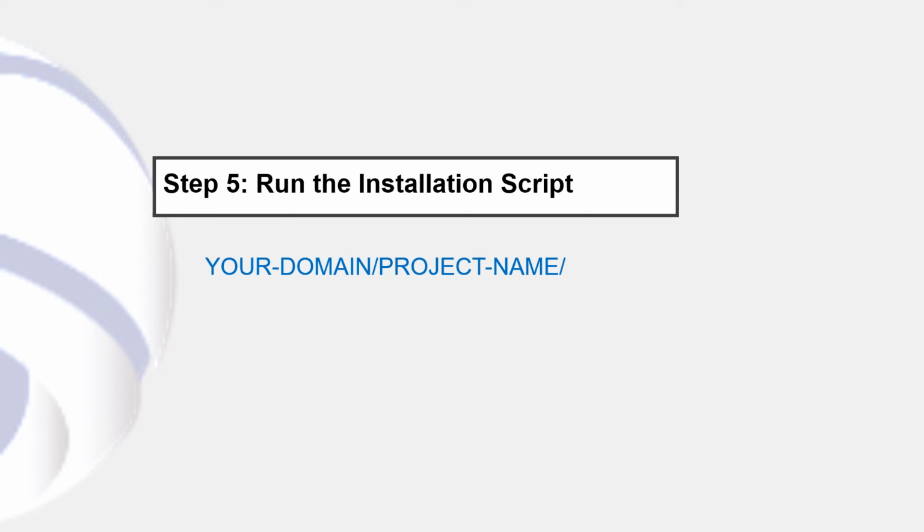Step 5. Run the installation script. Run the installation script by typing the website final URL. If WordPress can't find the wp-config.php file, it will tell you and offer to try to create and edit the file itself.